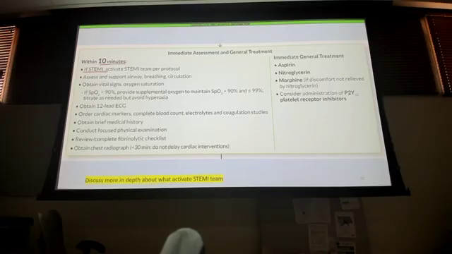Other things, okay, if SpO2 is less than 90%, provide supplemental oxygen to maintain SpO2 greater than 90, but less than or equal to 99. So MONA-B says give oxygen, but now we're seeing only if the oxygen saturations are below 90% do we give it. And we don't titrate to 100%. We've got to keep it from 90 to 99%. That's the goal for oxygen, only if their oxygen levels get below 90% at any point.